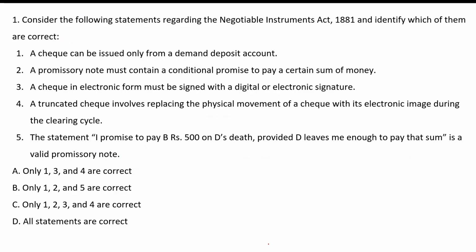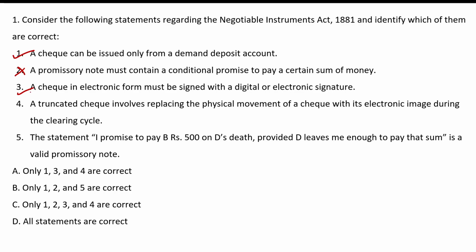Consider the following statement regarding the Negotiable Instrument Act 1881 and identify which of them are correct. Number 1, a check can be issued only from a demand deposit account. So this statement is actually correct. A promissory note must contain a conditional promise to pay a certain sum of money. It must contain unconditional promise and not conditional promise. It's not correct. A check in electronic form must be signed with digital or electronic signature. So this statement is correct.